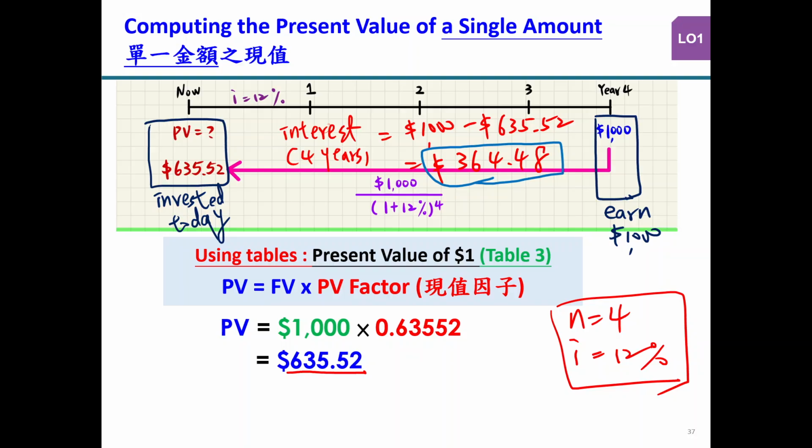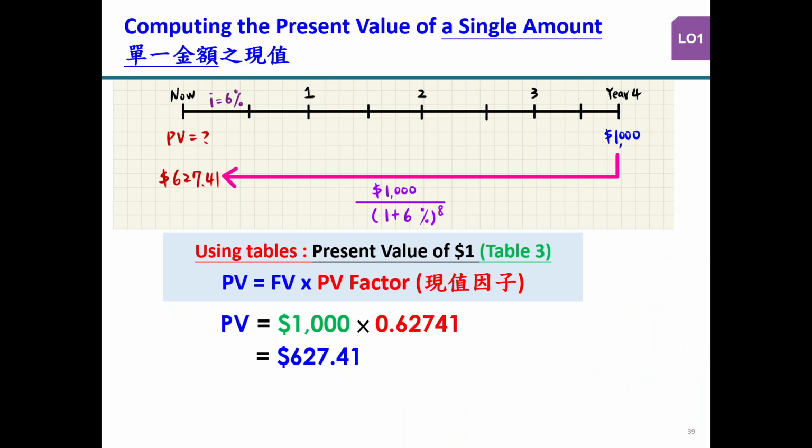Now how about page 11? For page 11, our interest compounding period is every 6 months, right? So for your second case on your handout, page 11, what's your N? What's your I? Your N is how many times? 8, right? Each year, 2 times for 4 years. So it should be 8.